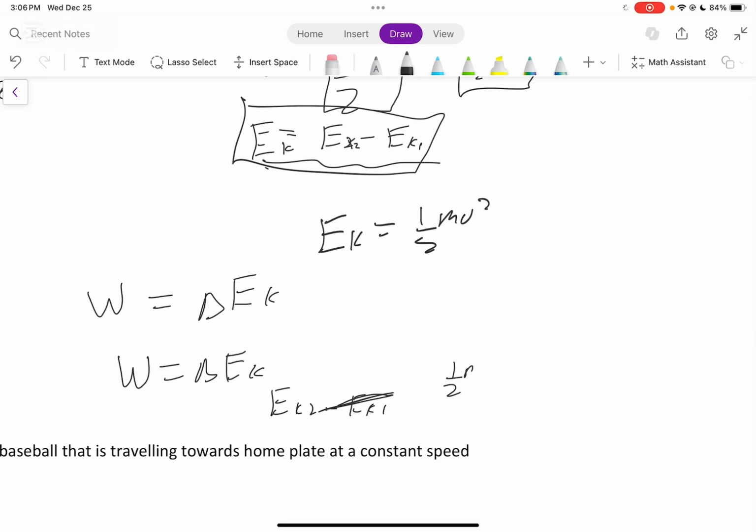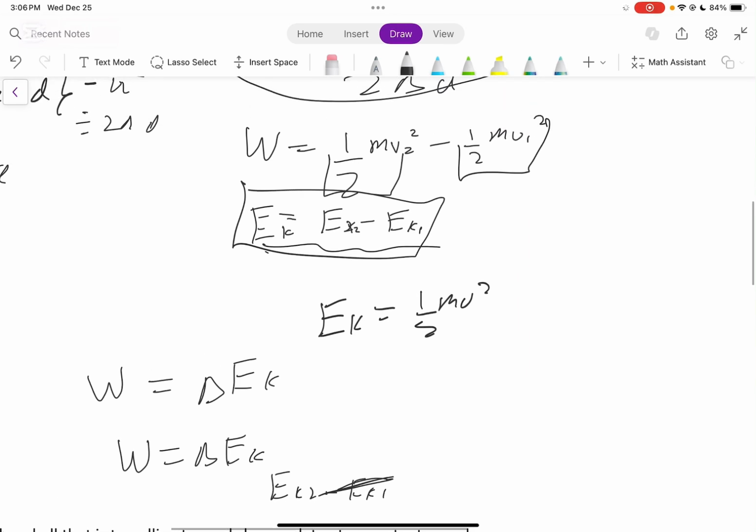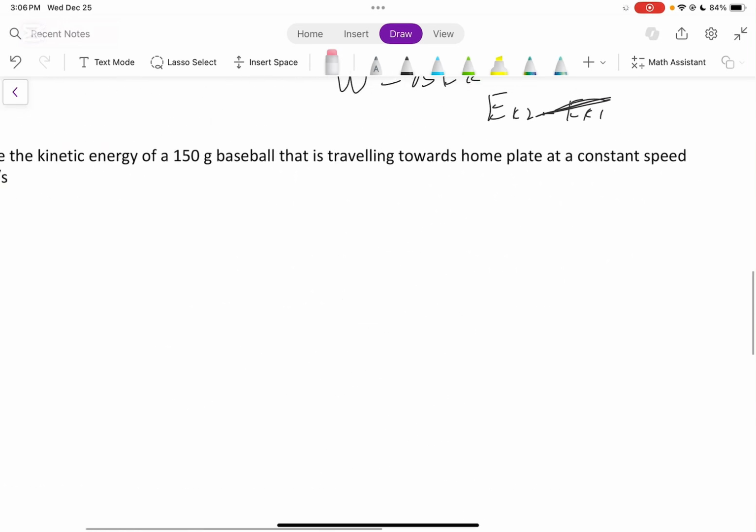That's how we got 1/2 mv squared is just equal to EK. So I apologize for probably not explaining it as clearly as I should have, because delta EK is equal to EK2 minus EK1. So I apologize for that. Let's get into the question now.